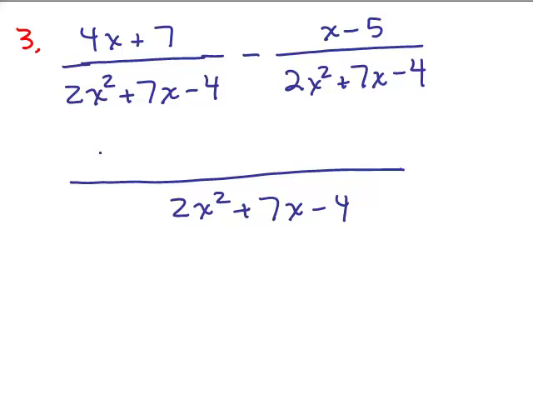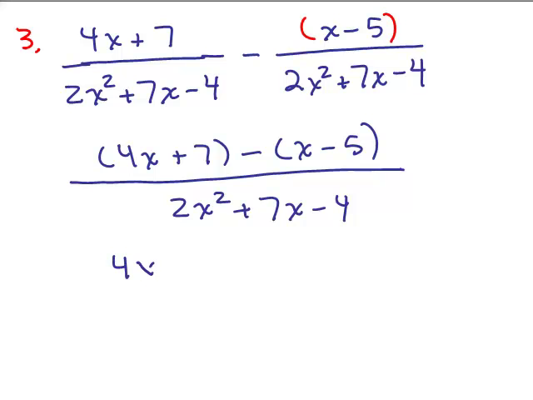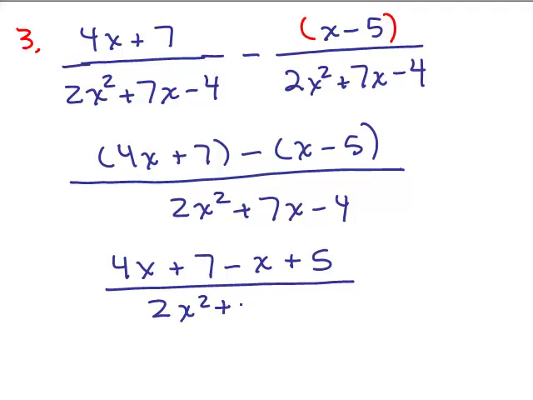And in the numerator, I've got 4x plus 7 minus x minus 5. Be careful that you don't just put the minus sign in front of the x. You're going to have to subtract the entire numerator here. So be careful. So what do we have in the numerator? Distributing that minus sign: 4x plus 7 minus x plus 5 all over 2x squared plus 7x minus 4.